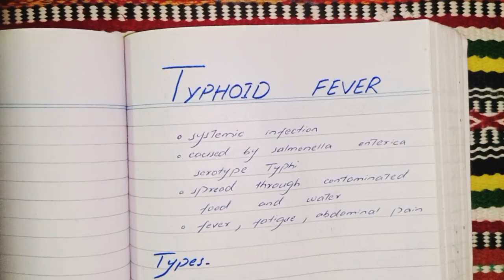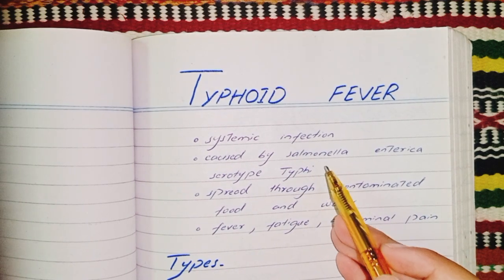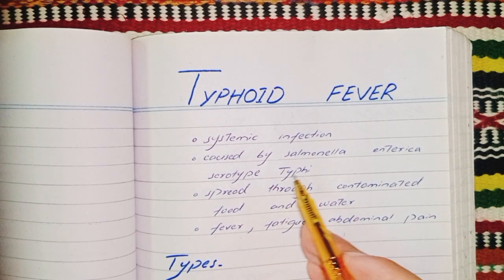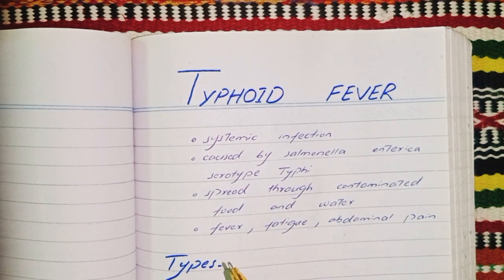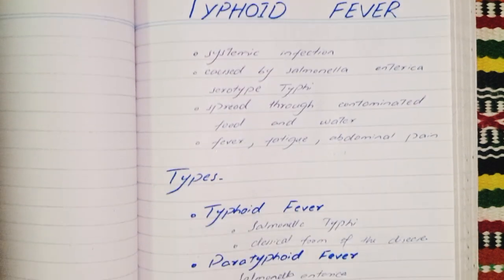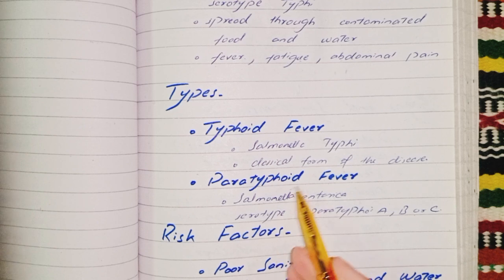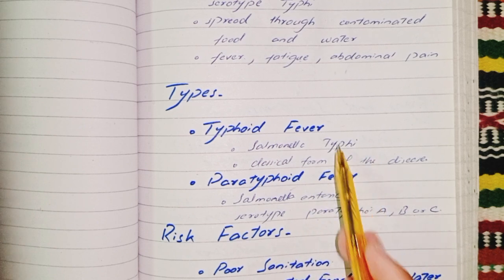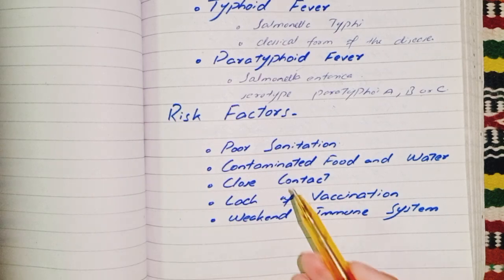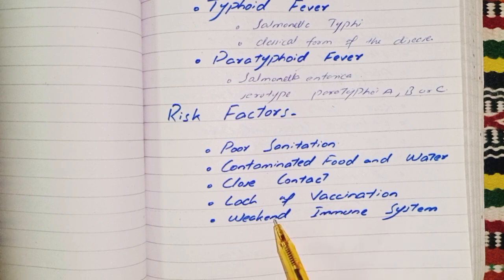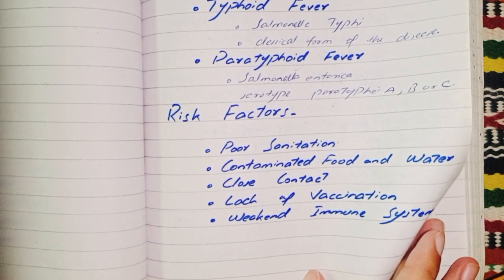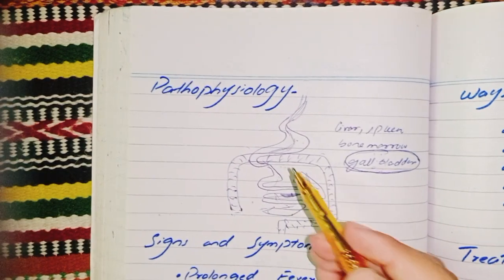Let's summarize. Typhoid fever is a systemic infection caused by Salmonella enterica serotype typhi and spread through contaminated food and water, characterized by prolonged fever, fatigue, and abdominal pain. It is divided into two types: typhoid fever and paratyphoid fever. Both are caused by different types of bacteria. Then I talked about the risk factors: poor sanitation, contaminated food and water, close contact, lack of vaccination, and weakened immune system are the major risk factors for typhoid to occur. Then I talked about the pathophysiology in detail.